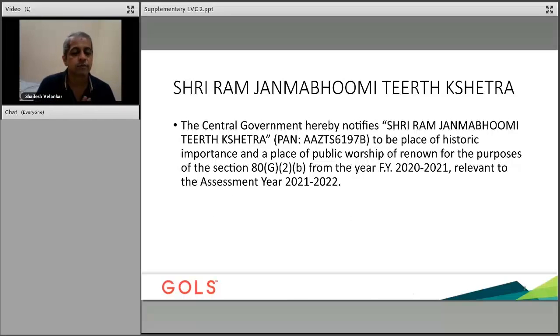We'll go ahead. This is just a notification sort of. Central government hereby notifies Shri Rama Janmabhoomi Tirtha Kshetra, PAN number so and so, to be a place of historic importance and a place of public worship of renown for the purposes of section 80G(2B) from year 2021 relevant to assessment year 21-22. I think no discussion is required here. Shri Rama Janmabhoomi Tirtha Kshetra is a charitable trust which has been founded. If you make any donation to it, it will be eligible under section 80G, and to make it eligible under section 80G, this particular notification has been brought into picture. So there is not much discussion required here.